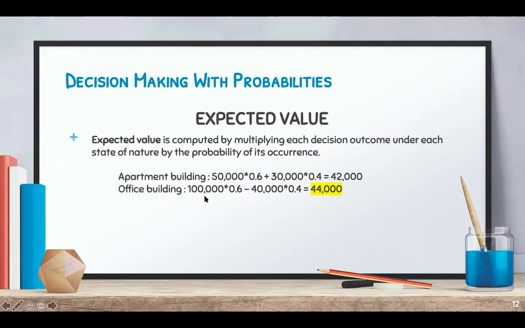For office building, that's 100,000 times 0.6 minus 40,000 times 0.4. That is 44,000. And warehouse, 30,000 times 0.6 plus 10,000 times 0.4. That's 22,000. So comparing the three, the highest among them is 44,000, which is the office building. So that is for expected value.